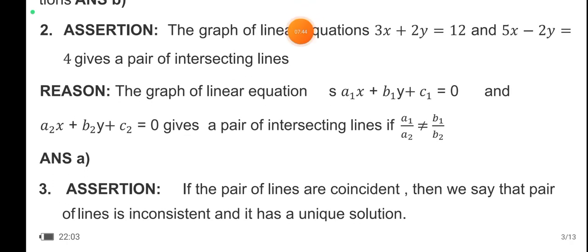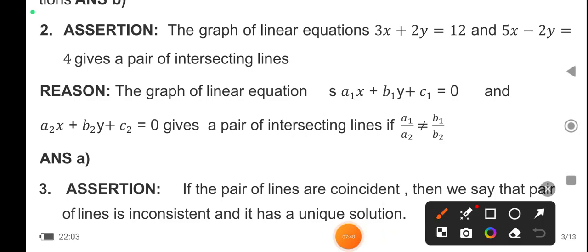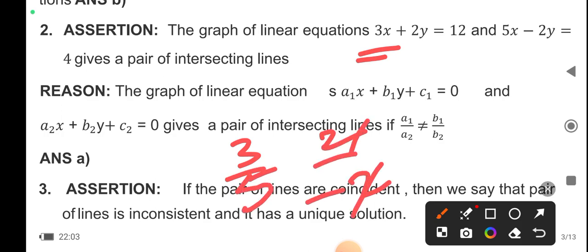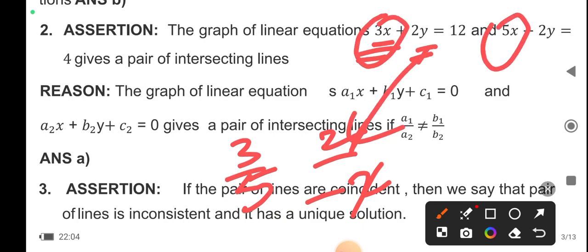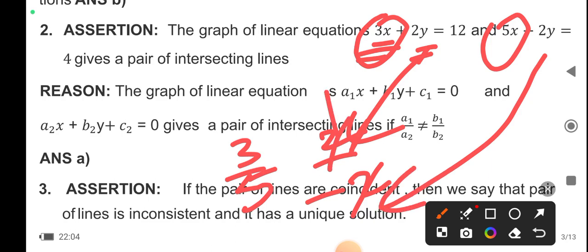Question number 2. The graph of the linear equation gives a pair of intersecting lines. Yes, it's a pair of intersecting lines. Now we'll check a1 by a2 not equal to b1 by b2. a1 by a2 is 3 by 5, the y coefficient is 2 here and minus 2 here, so b1 by b2 is 2 by minus 2, which cancels to minus 1. So 3 by 5 and minus 1 are not equal. So the lines are intersecting, yes, superb.